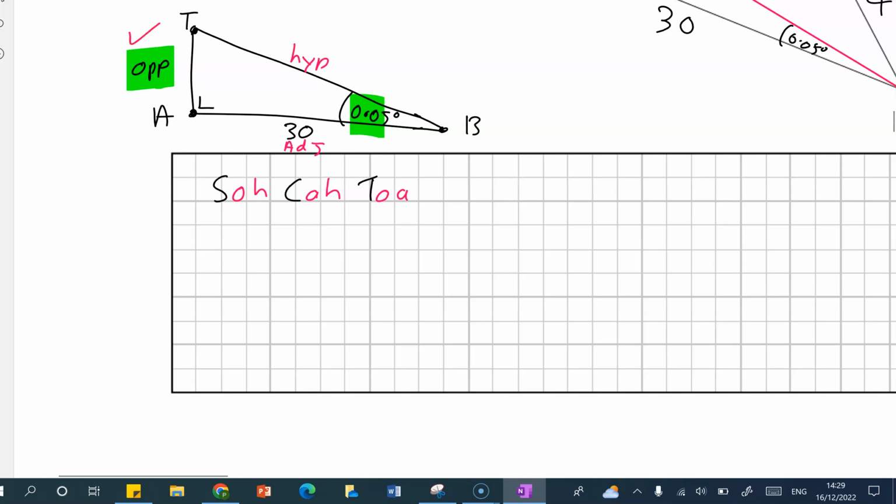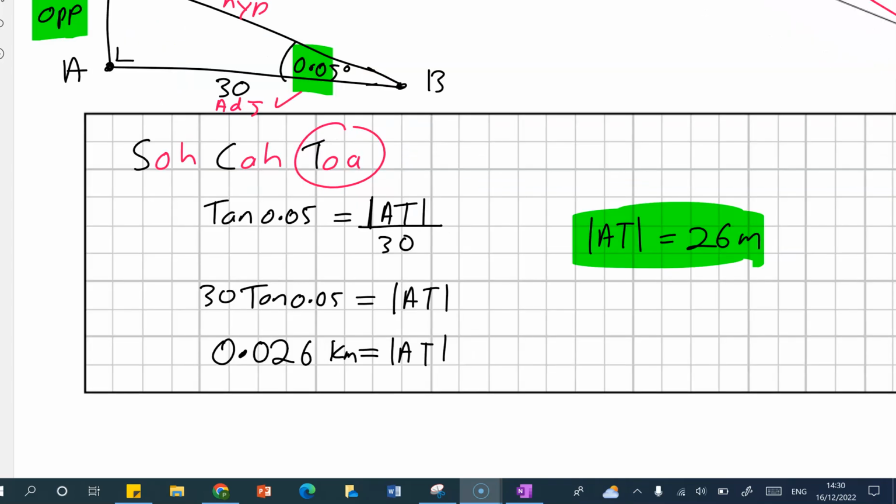I'm looking for opposite. I have adjacent. The only one with O and A is tan. The angle is opposite over adjacent. The opposite is AT. The adjacent is 30. You get a value of 0.026 kilometers, which is 26 meters.